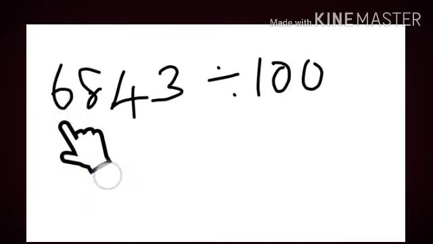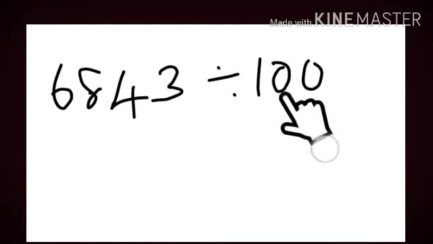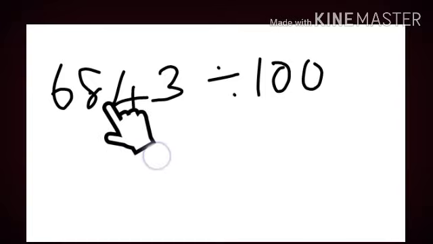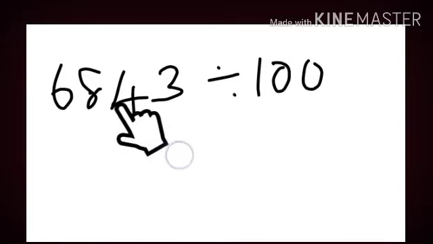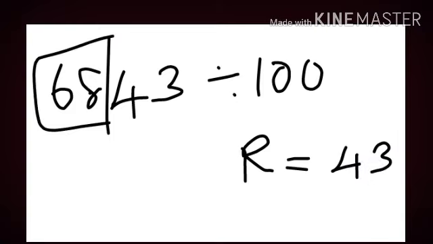Here I have a number, 6843 divided by 100. How many zeros are here? Two zeros. So if you are dividing, the last two numbers are the remainder. The last two numbers are the remainder, and the other numbers are the quotient.